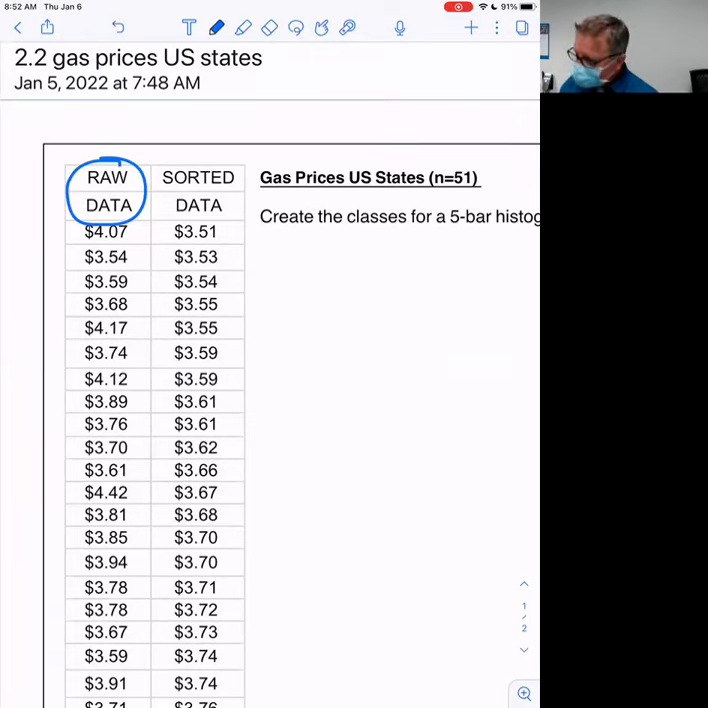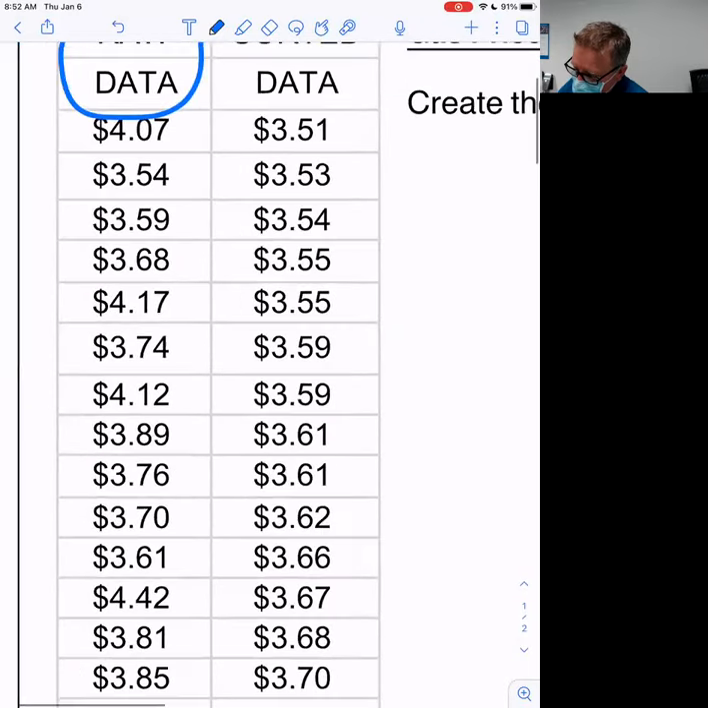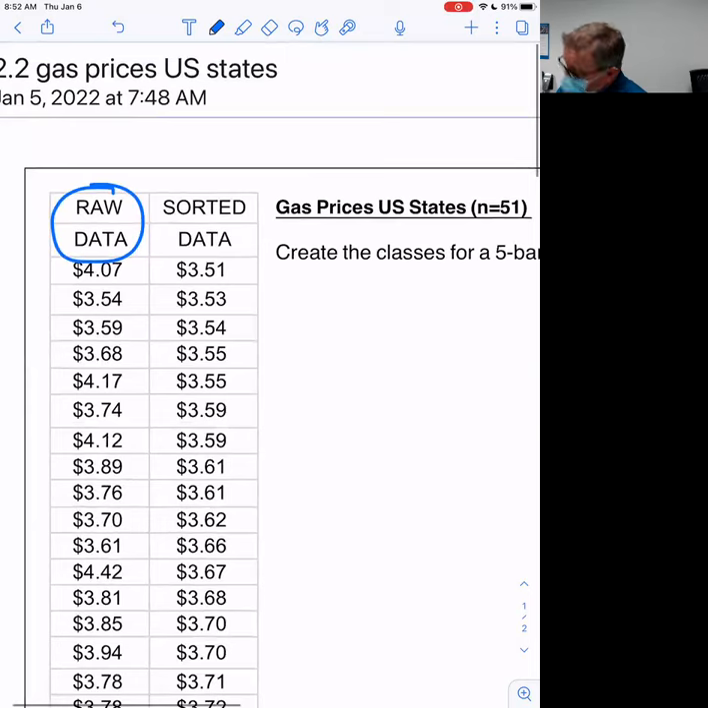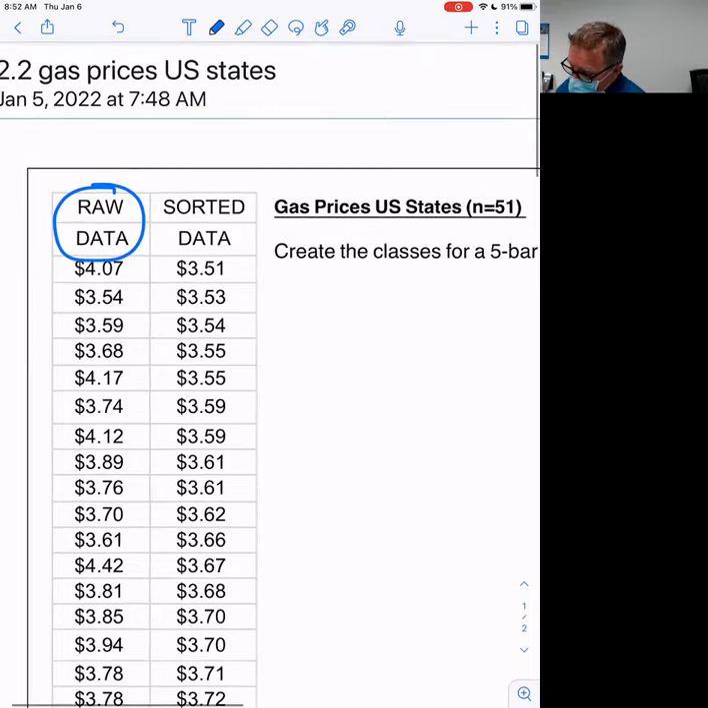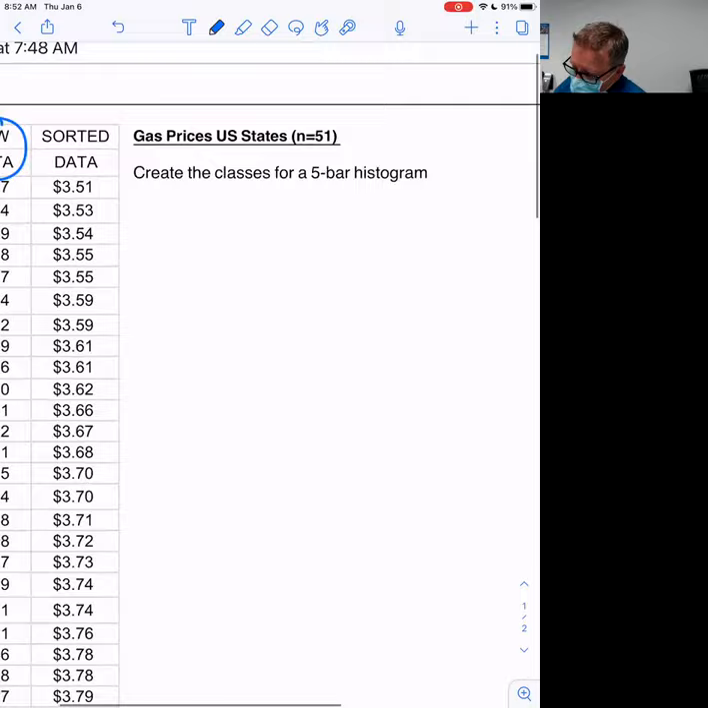So here's gas prices. Can you appreciate that when I found them on the internet, they were out of order? I said raw just because they're all out of order. So $4.07, $3.54, $3.59, $3.68, they're all out of order. But then I went in and sorted them. I did that for your sake because it's going to be very easy for you to make the bar graph. So I actually want you to draw the bar graph.